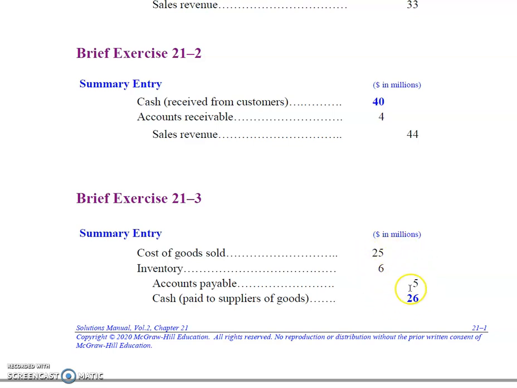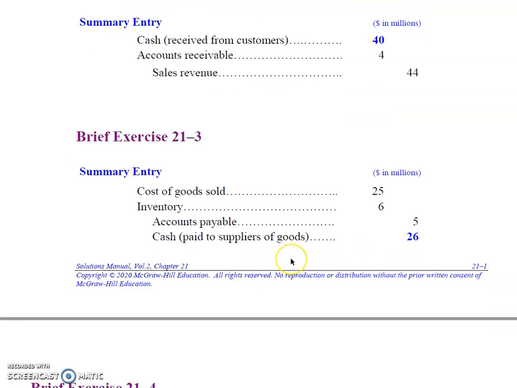So to get this to balance out, what do we need? Well, a $26 million credit to cash. In other words, cash paid to suppliers was $26 million. Okay, I hope that makes sense. If not, watch the video 2 or 3 times and just follow it through and make you some T accounts if you need to, and just trace it through.